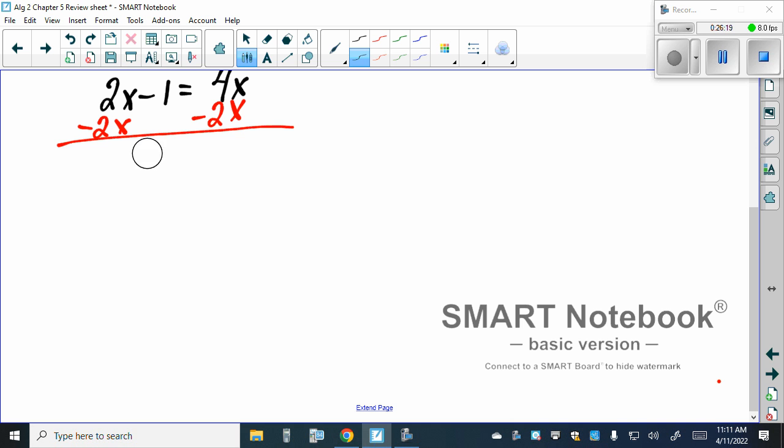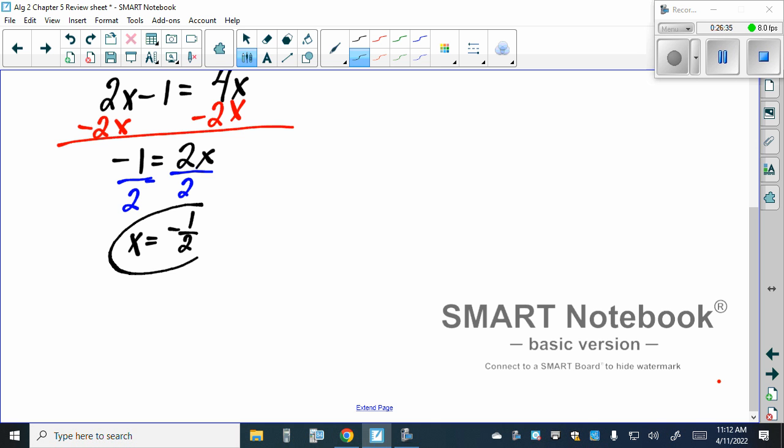Which will tell us that negative 1 is equal to, and last but not least, we would divide by 2, telling us x is equal to negative 1/2. And this one works, because we can take the odd root of a negative number. That's fine. We can take the odd root of a negative number, and it will give us a negative.